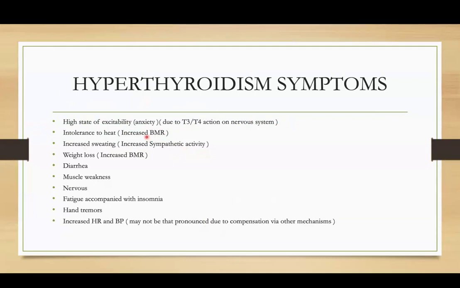The BMR is basically going to increase your body temperature, which means it's going to be harder for you to tolerate the heat. Increased sweating because of increased sympathetic activity. So the thyroid hormones do cause an increase in sympathetic activity. This was not mentioned in the six B's, but it's something that you should remember. Weight loss, again because of increased BMR, is going to cause an increase in body temperature and hence weight loss, because you're using more energy, right?